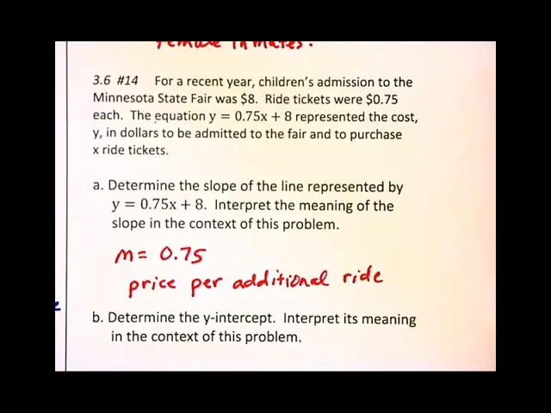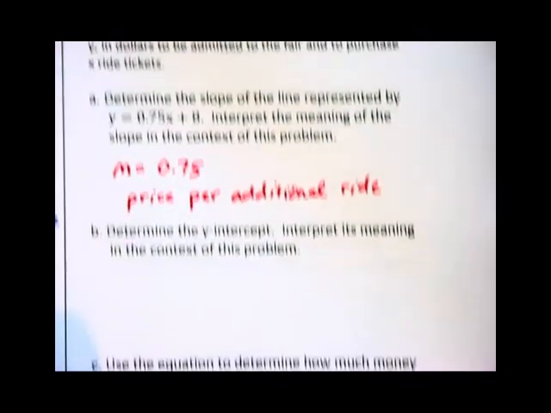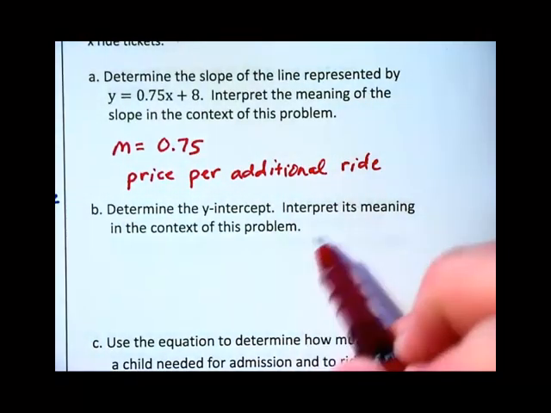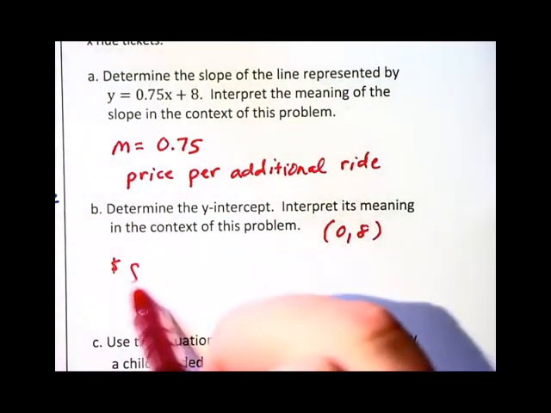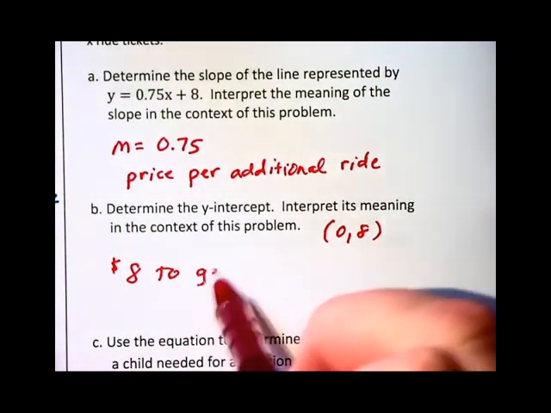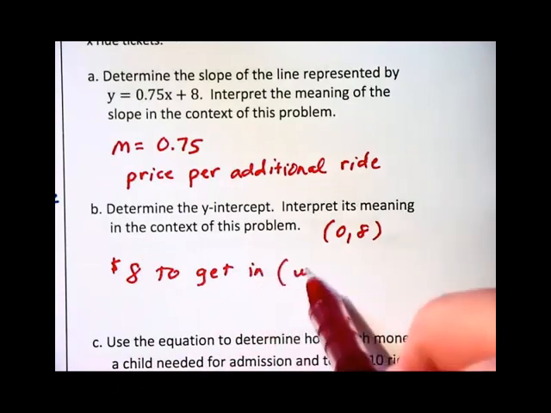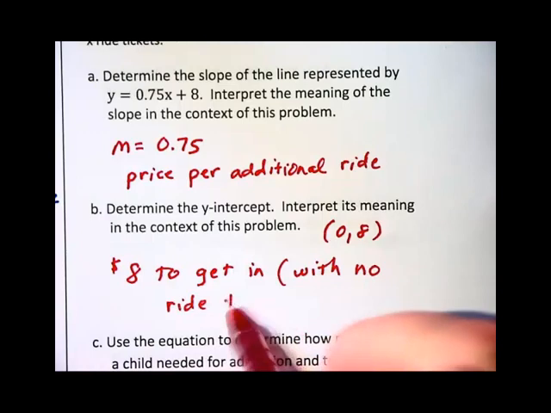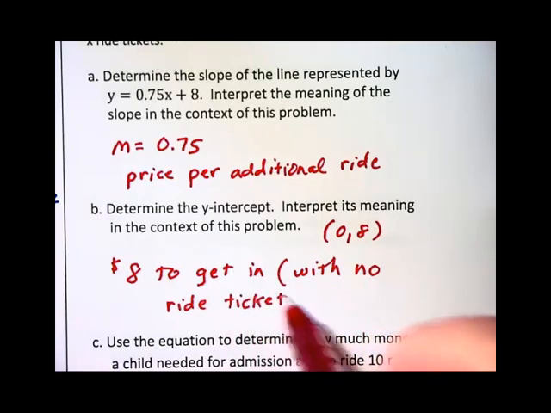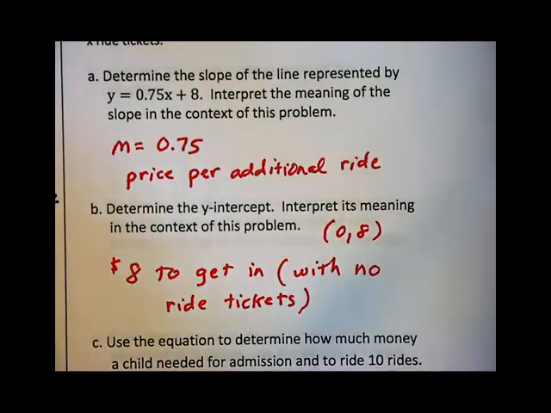Determine the y-intercept. Well, that's just the plus 8, and I'll write that as (0, 8), and that would refer to $8 to get into the fair with no ride tickets. And that way you can kind of see how the 0 is interpreted within the y-intercept.